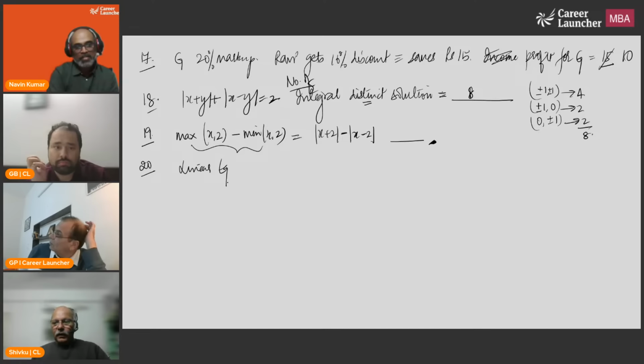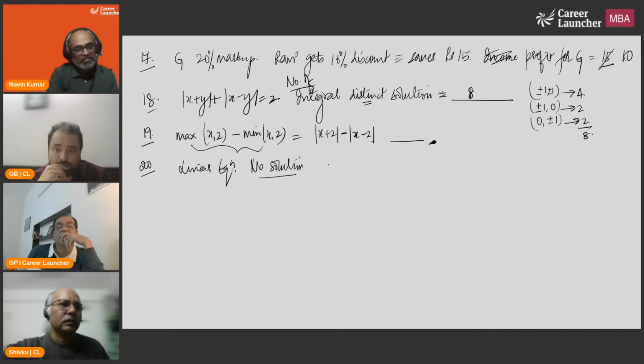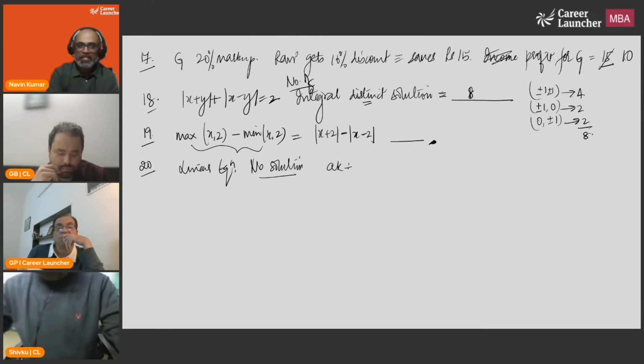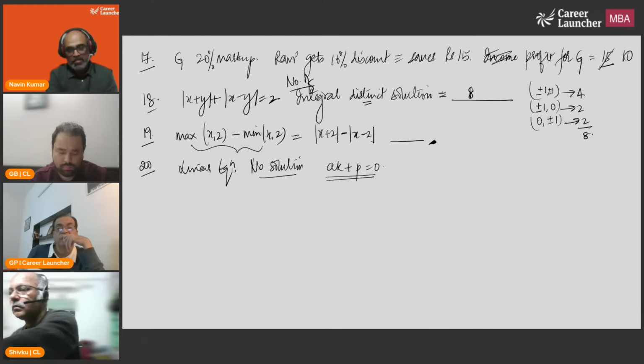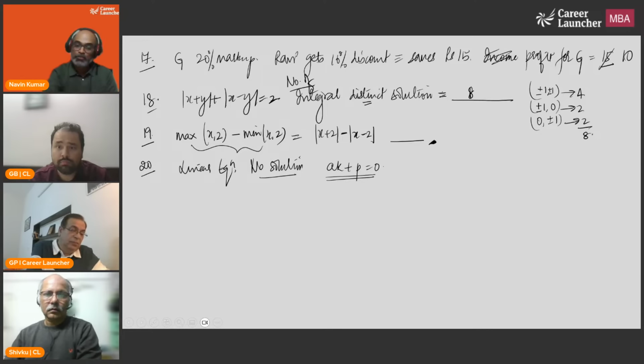एक linear equation का बहुत ही simple सा question था कि no solution चाहिए. And I don't remember the exact equations, but it was of the form AK plus P is equal to 0 या AP plus K is equal to 0. ये वाला option answer था. The other three were not definite answers, but this one was definite, क्योंकि question में लिखा था which of the following will definitely be true.